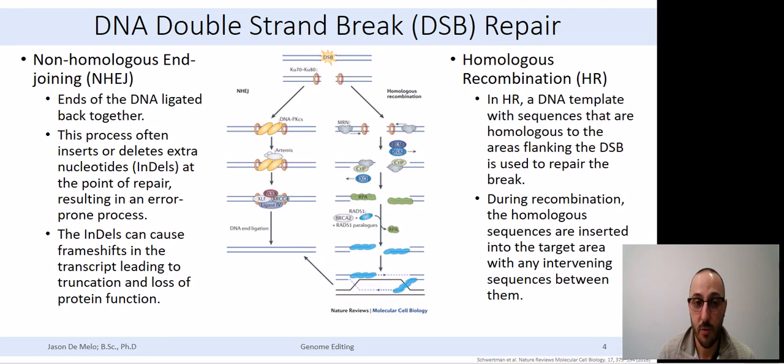Double-strand breaks can also be repaired through homologous recombination. This is an error-free form of repair in which a template DNA is used to repair the DNA. If the template is the other copy of the gene, this can be error-free repair, or if it's a template DNA provided to the cell, this can incorporate a desired mutation at the site of DNA damage.